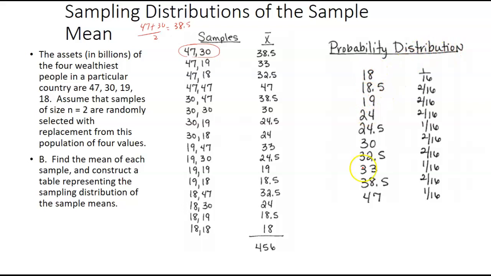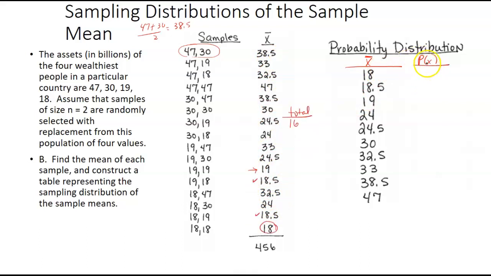What we want to do is list all the possible X bars. If I look at these, I want to keep it organized and in order. So I see that I have an 18, an 18.5, a 19, a 24, a 30, a 32.5, a 33, a 38.5, and a 47. So just organize them. This list should include everything that's here, but don't list anything twice. Just list it one time. Then we're going to go back and assign the probability for each one.